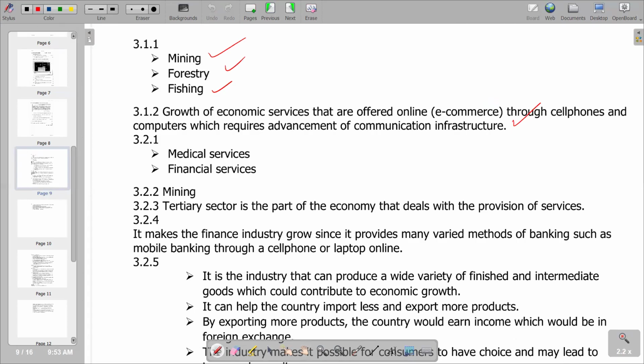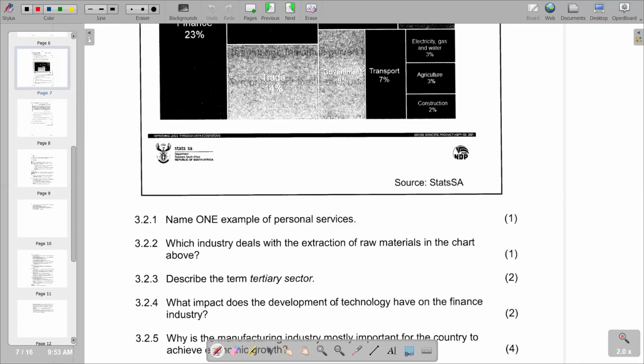So the one that deals with the provision of services is the tertiary sector. So moving on to the next question: what impact does the development of technology have on the finance industry?